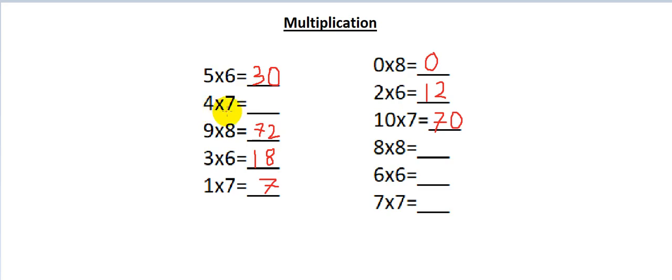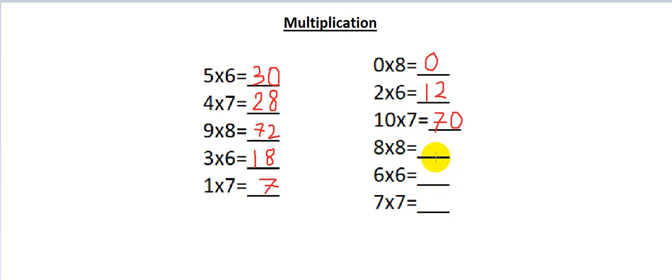Next we go for 4. I'm multiplying 4 with 7, so I say 7 and 7 makes 14. And 14 and 14 makes 28. And last, I have these 3, which have no trick, and I just need to remember them.